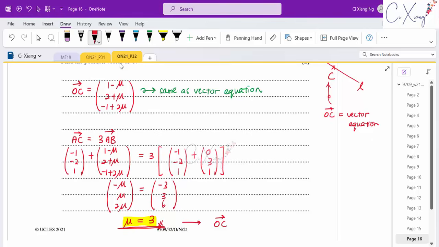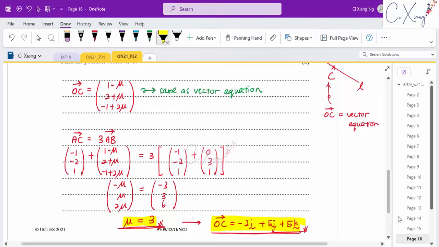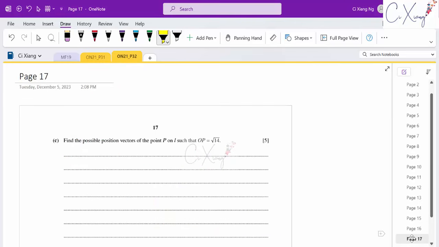So what is the OC here? By right, if you substitute mu into the column vector form, you have OC equals to -2i, then plus 5j, 2 plus 3 is 5, and also 1 plus 2 mu: -1 plus 2 times 3, you have 5, so you will be getting 5k. Therefore, this is your position vector of C, where it should be -2, 5, and also 5. Alright, so this is how we solve part B, and let's continue to part number C.